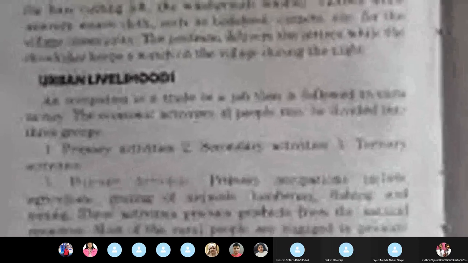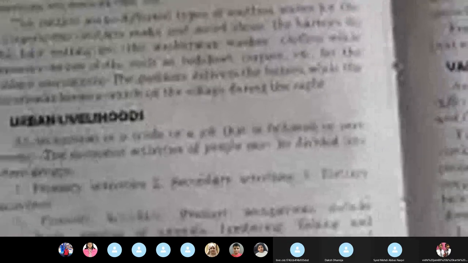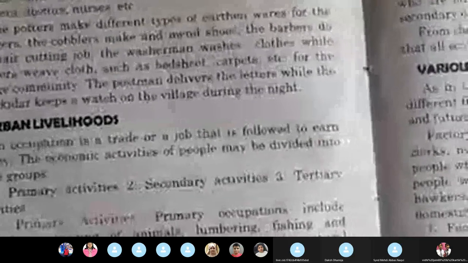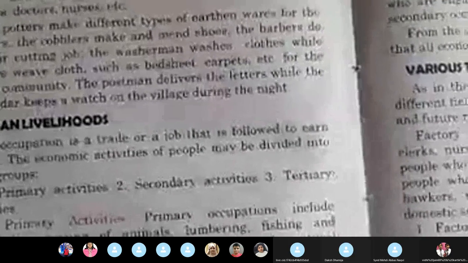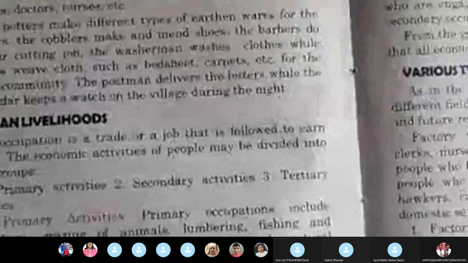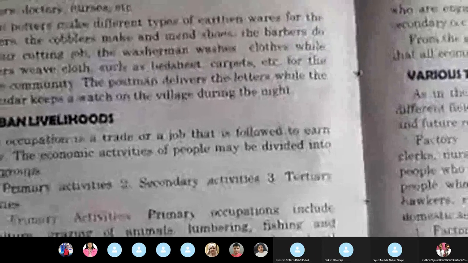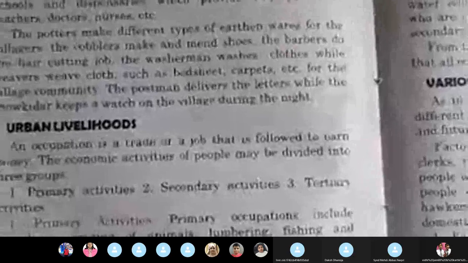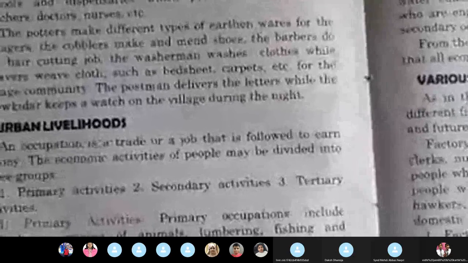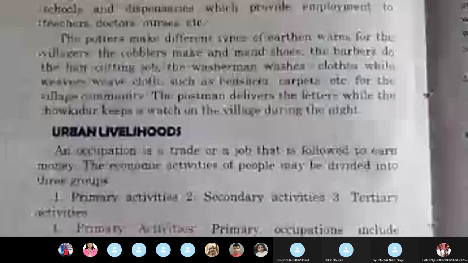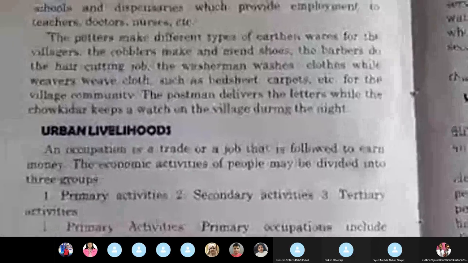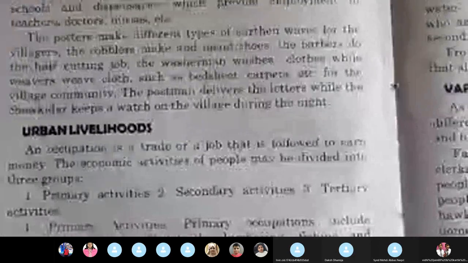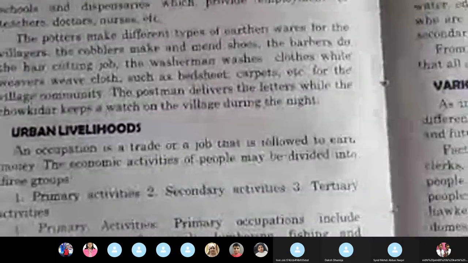Then we talk of a tailor. A tailor also plays an important role in the life of villagers. He sews clothes such as kachha, banyan, trousers, blouse, petticoats, kurta, etc. for the villagers at low rates. The members of his family also help him in his work. So again, the basic needs are fulfilled by the tailor and the variety of clothes he sews, you can always see them.